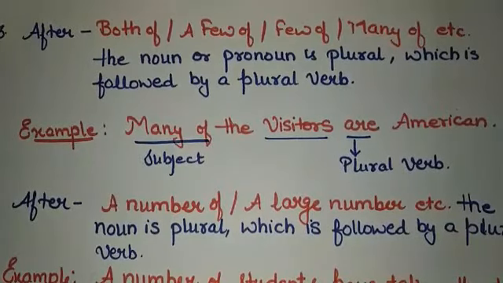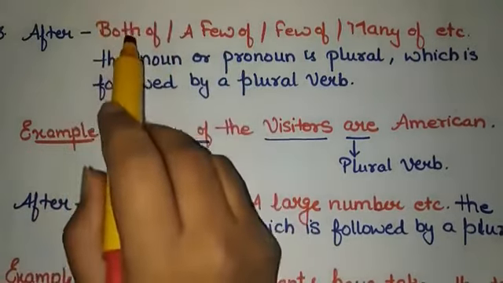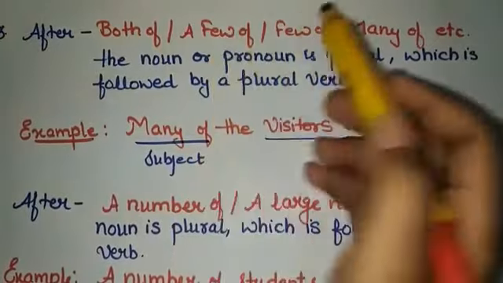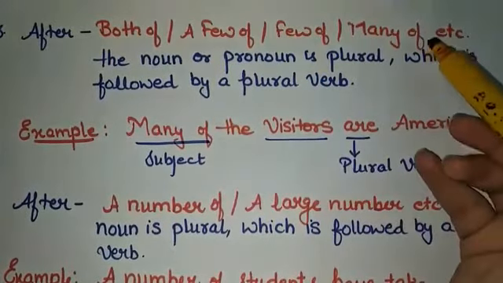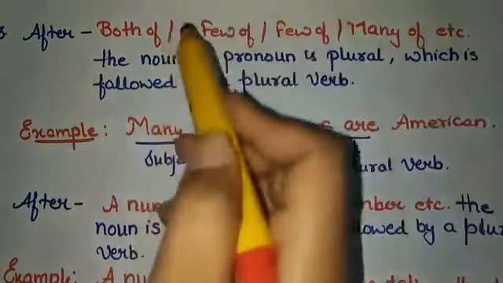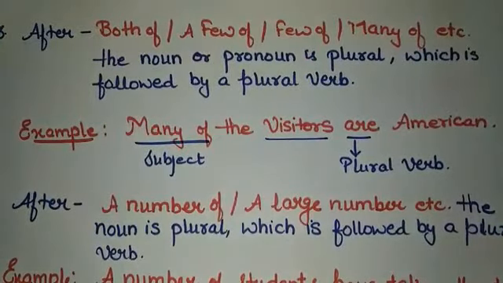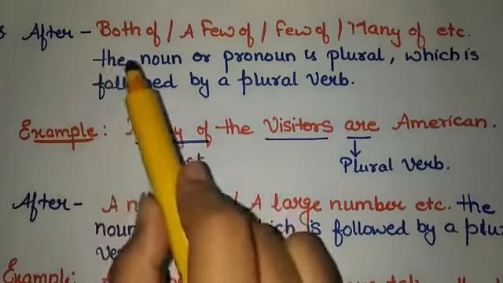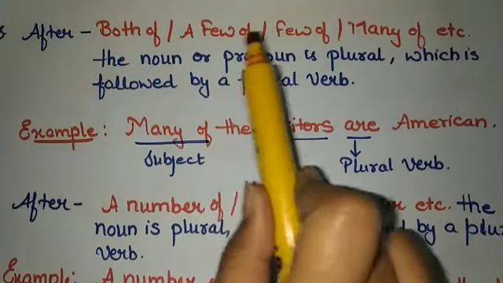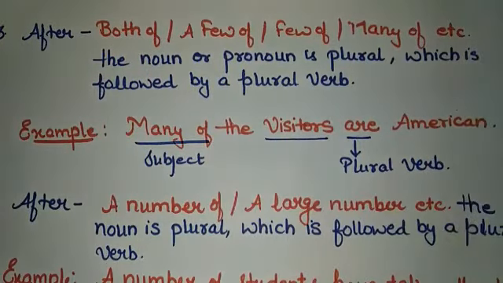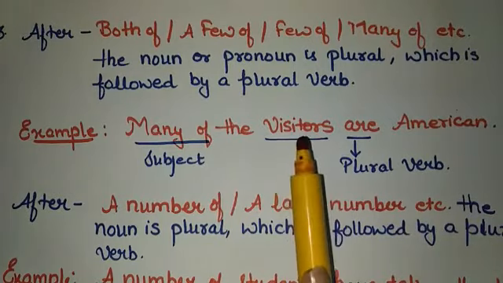And moving on to the next rule. Rule number 3 says, after words like both of, a few of, or many of, etc., the noun or pronoun is a plural, which is followed by, of course, a plural verb. Means if you see words like both of, a few of, or many of, you have to take care that the noun or pronoun after this will be a plural one.